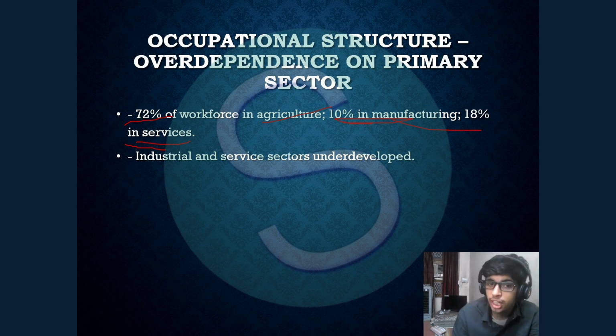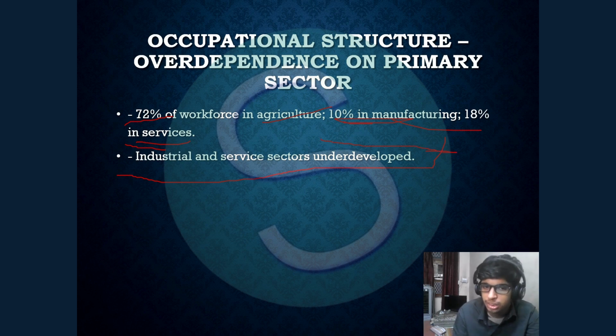The majority is in the primary sector, then the second is the tertiary sector, and the third is the industrial sector. Why is it the third? Because it requires heavy investment, and the private sector is not ready for the heavy investment it needs. They are more into the service sector because it doesn't require heavy investment, and that's why more people are there. Industrial and service sectors are both underdeveloped.